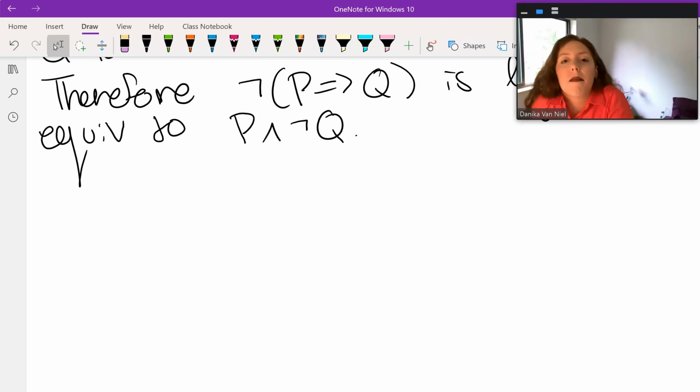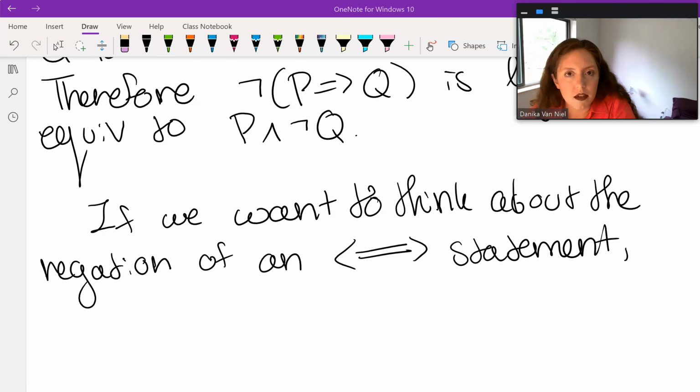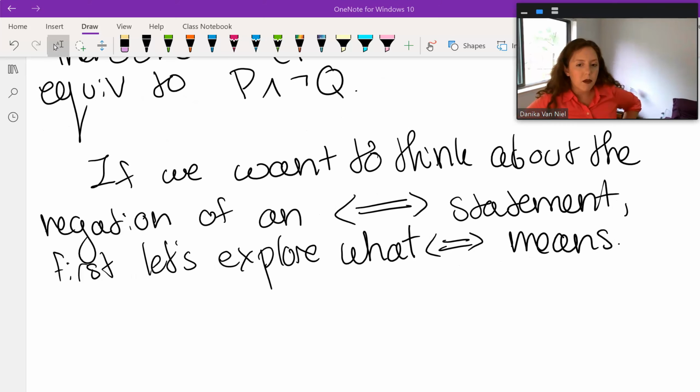Fabulous. So what if we want to think about the negation of an if and only if statement? Well, nothing really comes to mind immediately, because we haven't really talked about this back and forth arrow very much. I remember in one of our videos we did talk about how the statements on either side of an if and only if have to agree on truth value. So if the if and only if statement is true, then on either side they both have to be true or they both have to be false. Either one of those, when they agree, gives that the if and only if statement is true.